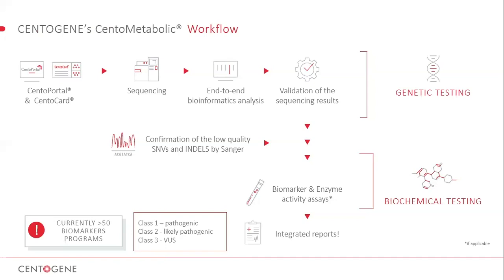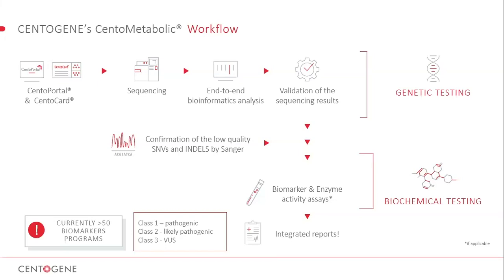In this diagram, you can see the workflow followed for the CentoMetabolic test. Whenever we receive the sample, it goes through sequencing. Then, after the bioinformatic analysis, variants of low quality will be confirmed by Sanger. And whenever we find a relevant variant in a gene for which we have a biomarker or an enzyme test available, we will perform that test. And all these results will be integrated in the final report.